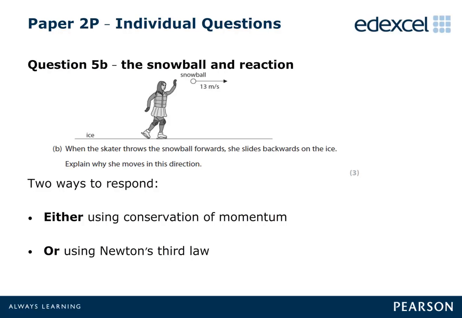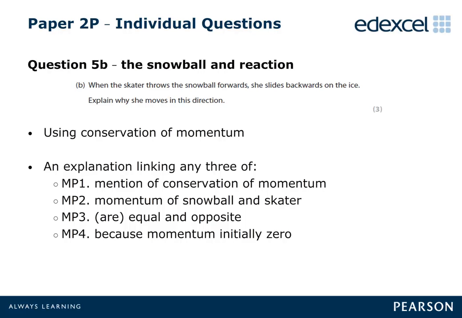The mark scheme for question 5B offered 2 alternative paths for the explanation. The momentum route, shown here, was the least favoured. It tended to yield weaker responses in this particular context. Some students omitted to mention that momentum is conserved, for instance.